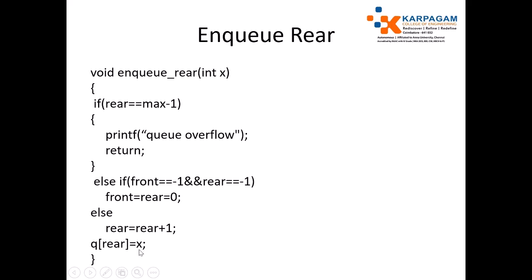Finally, you can set the newly inserted value in the queue by using this expression: q[rear] = x. This is the insertion operation at rear end, which is used in both the input restricted queue as well as the output restricted queue.